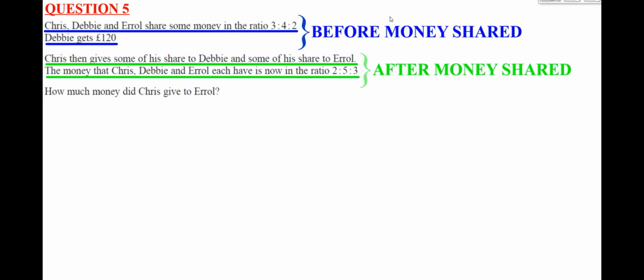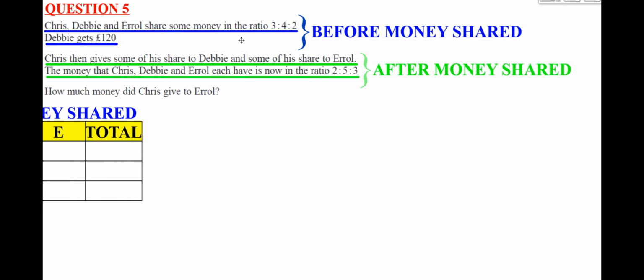So considering this in 2 separate parts, what we've got here is this is before the money was shared, I've underlined in blue, and after money's been shared by Chris to Errol and Debbie, I've highlighted here in green. So let's think about before the money was shared. And usually with ratios, I'd suggest to do ratios using a table. So something like this would be my suggestion.